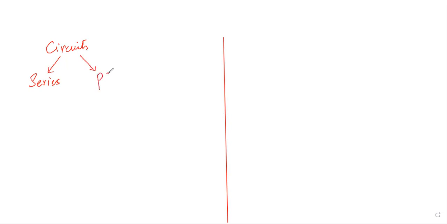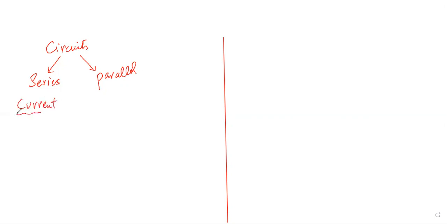The first thing we are writing over here is that normally when we talk about circuits, there are two types of circuits. One is called series and one is called parallel. Now, first of all, we will discuss the current in a series and parallel circuit.